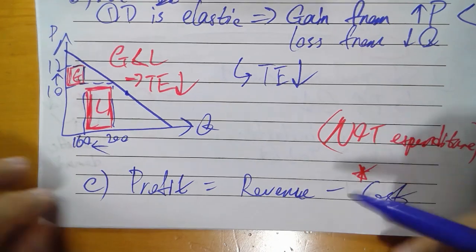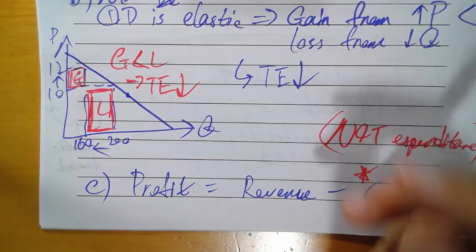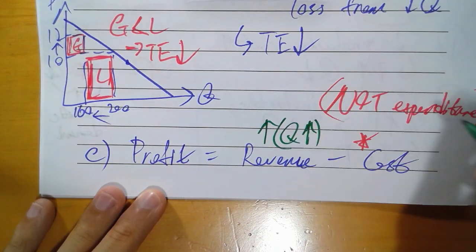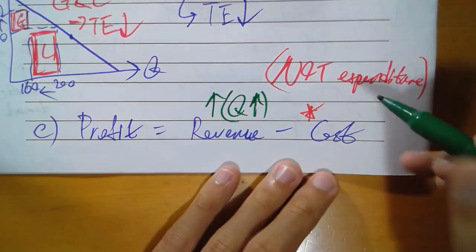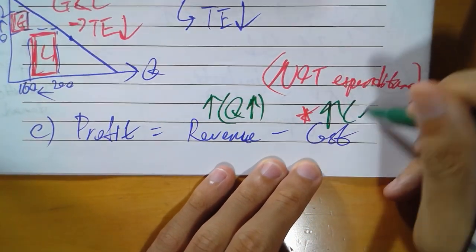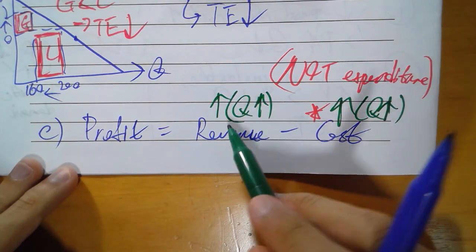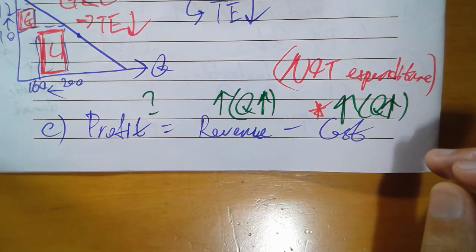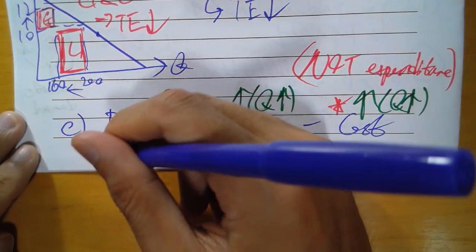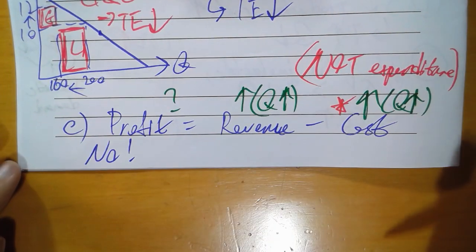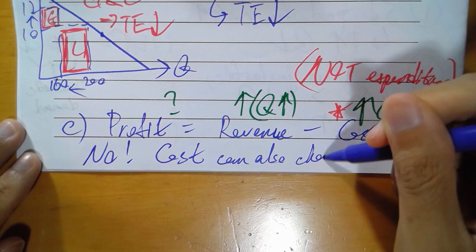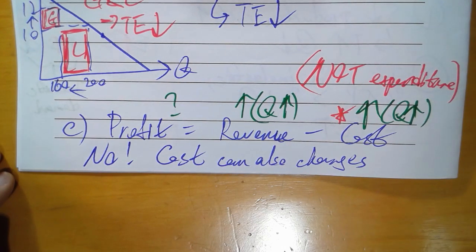Okay, now let's say revenue increases. Now let's assume this guy increases because you do more. Okay, you do more, so this guy increases. But remember, it is possible that cost also increases because you are making more. So if this increases and this increases, do you know whether profit would increase or decrease? Actually, you don't know. So actually, for C, it is a no. The answer is no, because cost can also change. 成本都係會變㗎嘛，係咪？So that is the logic behind this question.